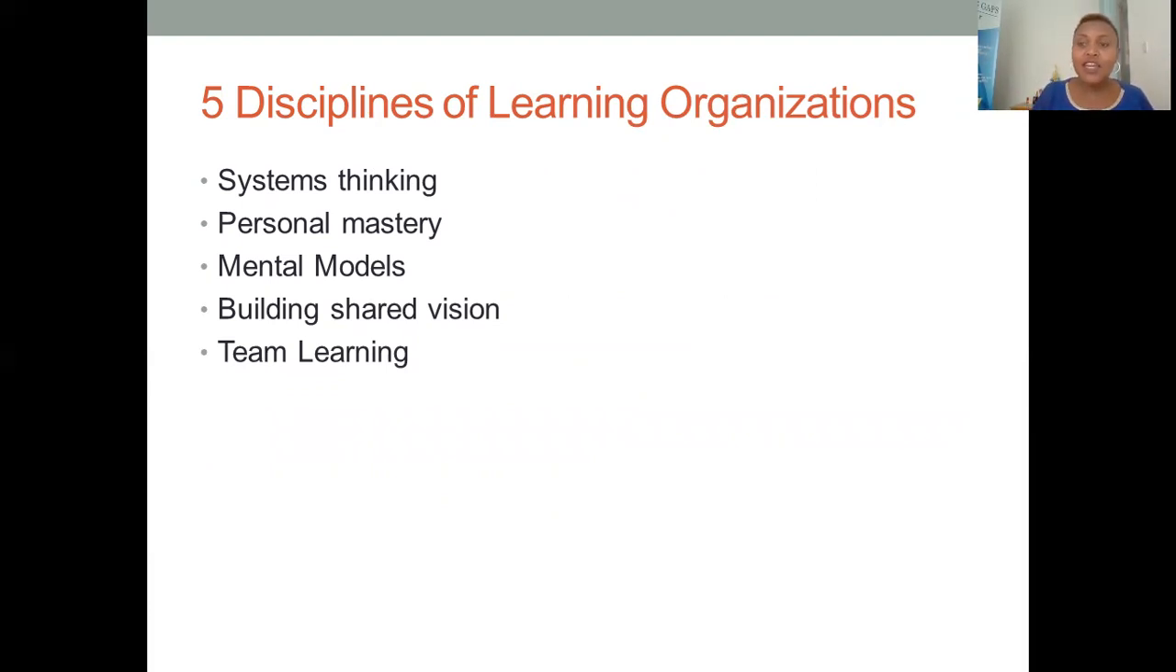Personal mastery, where people are encouraged to have personal expertise, to be experts in their own fields, to be able to provide knowledge, to be able to provide skills, mentor models. Building shared vision, getting a mindset of sharing the vision, sharing skills, sharing knowledge, and one that encourages team learning. So those are the 5 disciplines of learning organizations.